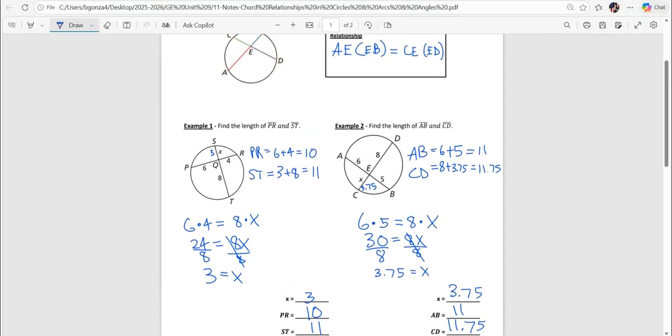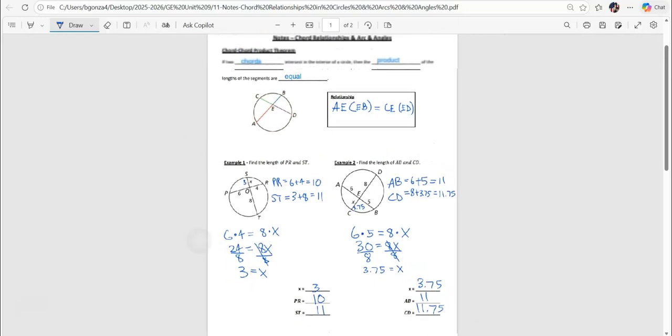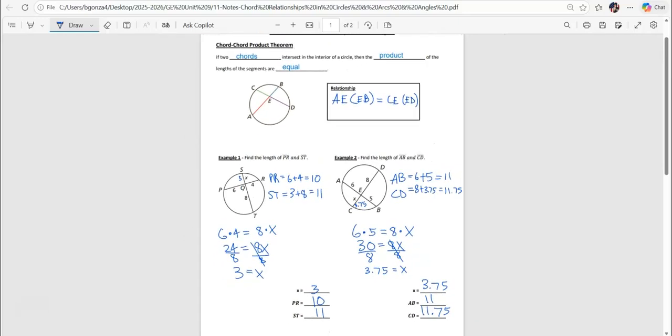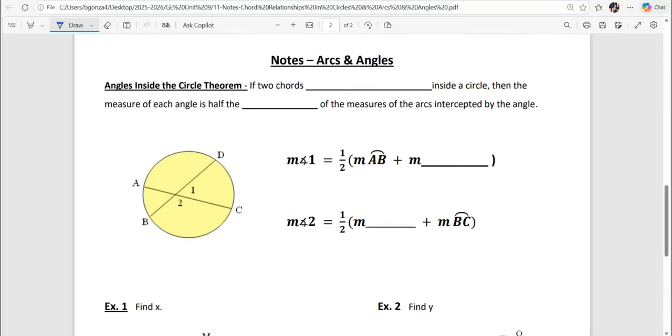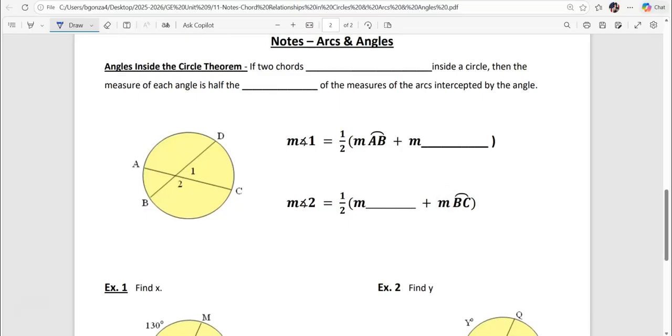So for that front page, it's pretty straightforward. And then you can flip it over onto the back. Let's talk about arcs and angles. Angles inside of our circle. The theorem says if two chords intersect, not in the center, okay? It could be the center, but also not in the center.